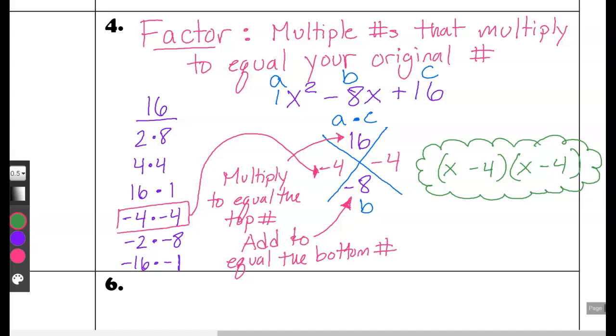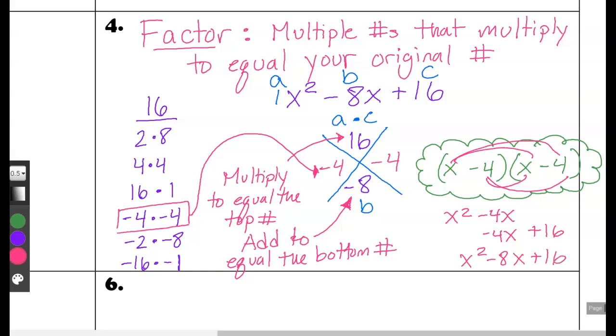If I were to go ahead and do what I did for warm-up, multiplying these two parentheses together, I'm just going to do it really quickly to show you guys. I have x times x, and I get x squared. X times negative 4, negative 4x. Then I distribute the second negative 4. Negative 4 times x is negative 4x. And negative 4 times negative 4 is a positive 16. So you get x squared minus 8x plus 16.